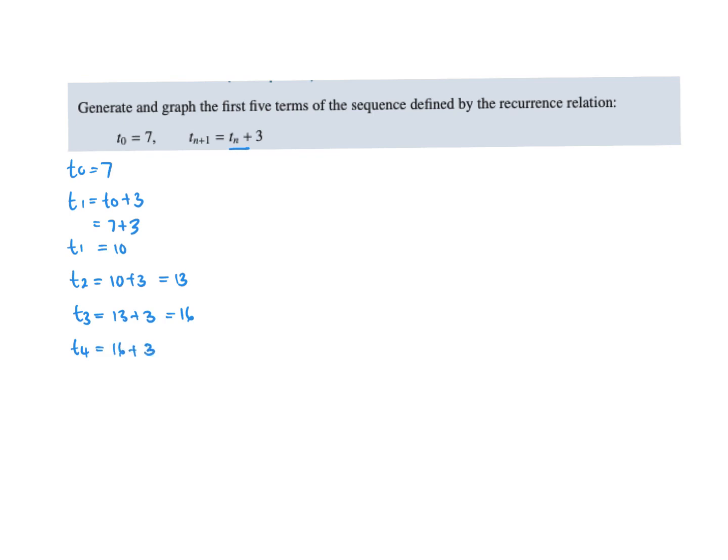So we have to do the first 5 terms. So in the end, there we go. We had 7, 10, 13, 16, and 19. All right, and then we've been asked to graph it again. So this one, is it going up or down? Up, good. So just put up.